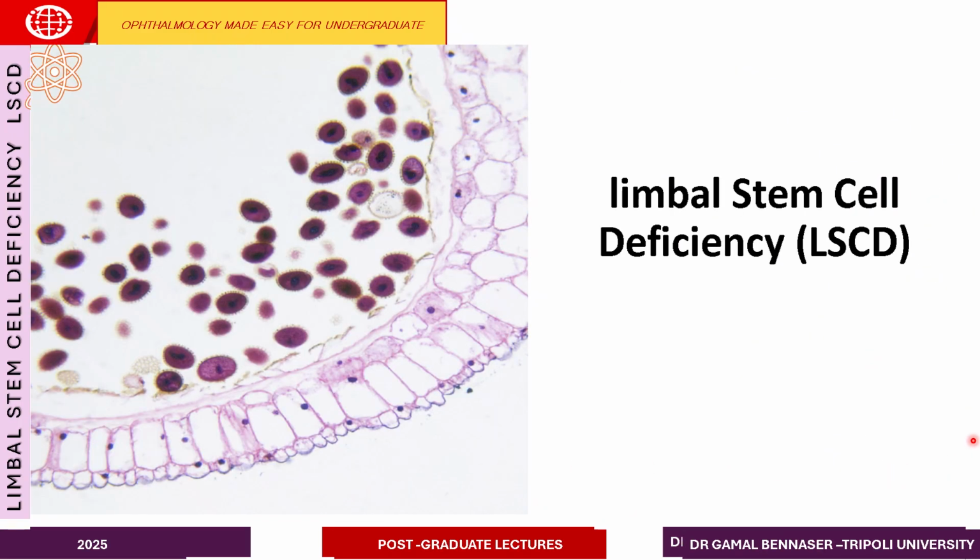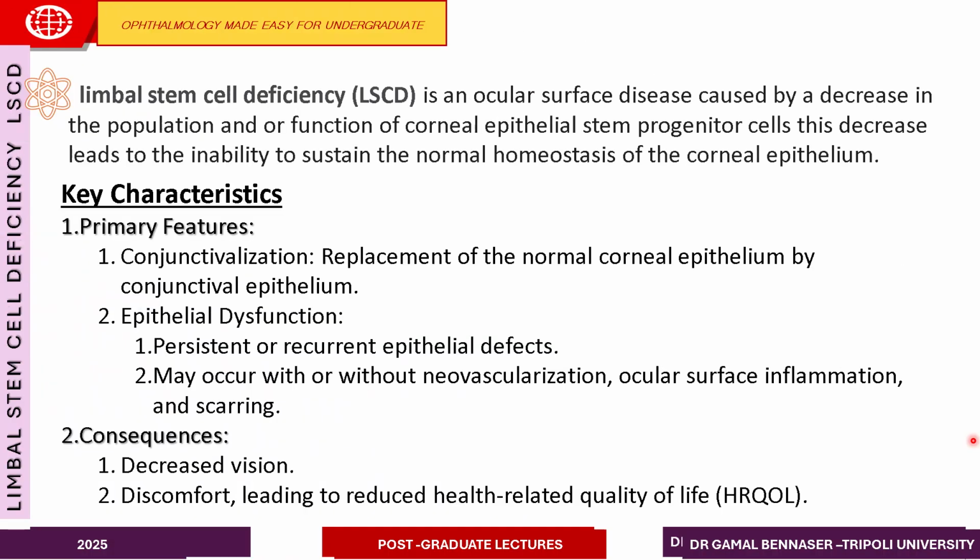Now let's speak about limbal stem cell deficiency. Until recently, there was no general agreement about the definition of limbal stem cell deficiency until the global consensus meeting established by the Corneal Society meeting in 2019, which laid the ground for the standard criteria for defining limbal stem cell deficiency. It was defined as an ocular surface disease caused by a decrease in the population and the function of the corneal epithelial stem progenitor cells. This decrease will lead to the inability to sustain normal homeostasis of the corneal epithelium.